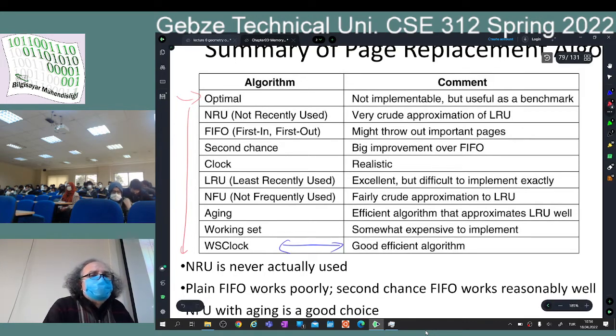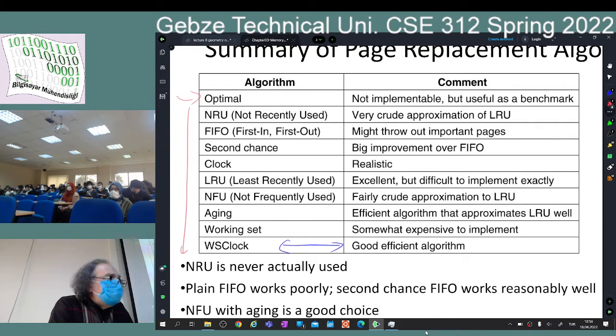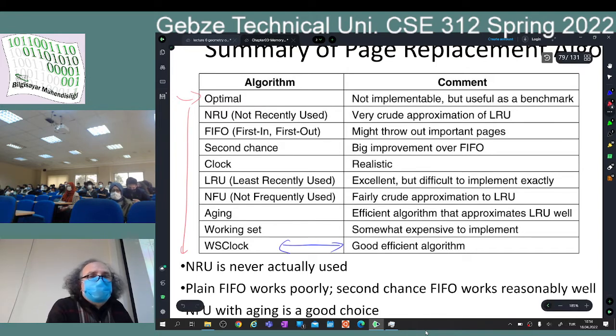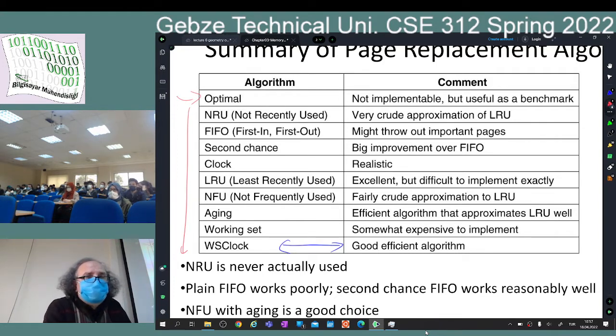Then we have FIFO, first in first out, which replaces the oldest page. This doesn't care about the R bit at all, whether the page is referenced or not. That's not a good thing, but the second chance algorithm is a better one. The clock algorithm is the same as the second chance algorithm, but it uses a circular linked list. Performance-wise they are the same, but the clock is only more efficient.